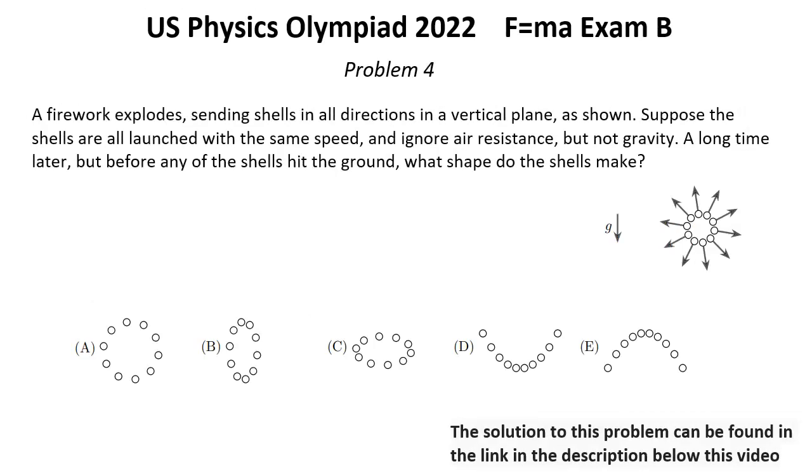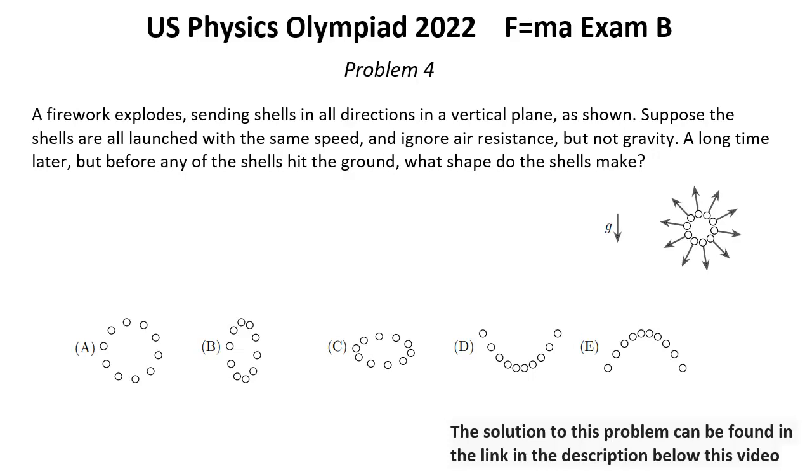Problem number 4. A firework explodes, sending shells in all directions in a vertical plane as shown. Suppose the shells are all launched with the same speed and ignore air resistance but not gravity. A long time later, but before any of the shells hit the ground, what shape do the shells make?